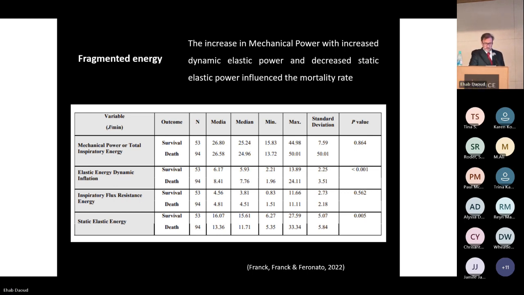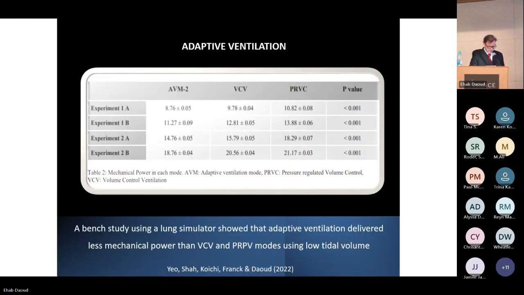And adaptive ventilation. With smart adjustment it can reduce mechanical power. A bench study using a lung simulator showed that adaptive ventilation delivered less mechanical power compared to two conventional modes using low tidal volume in a normal lung, and theoretically could confer a mortality benefit in clinical practice, though this remains to be investigated.